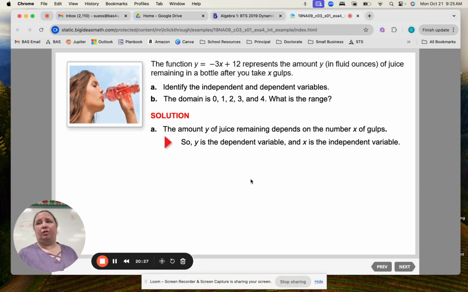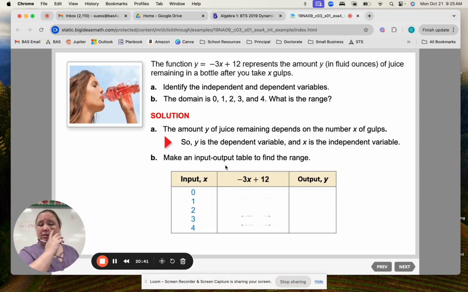What would I do with the domain to find the range? We're going to plug them in for x. So if I put in 0 where this x is, I get negative 3 times 0 plus 12. So what does y equal? 12. So we already know one of our answers is 12.